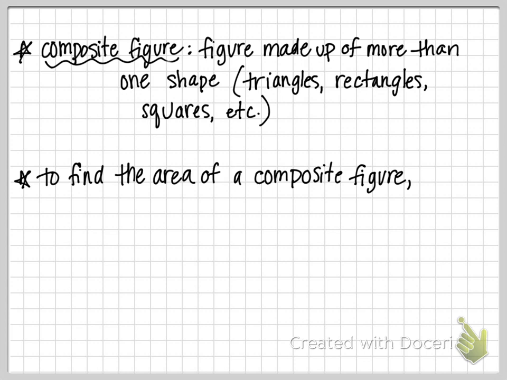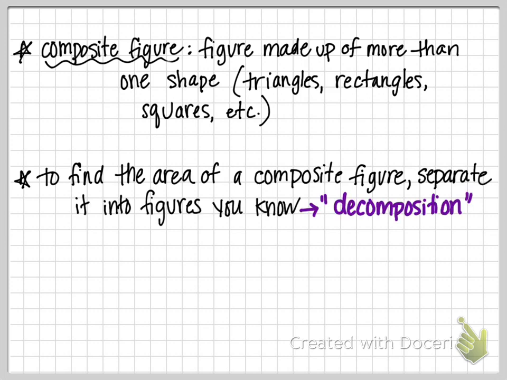To find the area, if you see a composite figure, separate it into figures that you know. So we know how to find the area of a parallelogram. We know how to find the area of a rectangle or a triangle now. This is called decomposition. You break it into smaller shapes that you can find the areas of, and then find each of those and add them together. And that gives you the entire area. So decomposition.